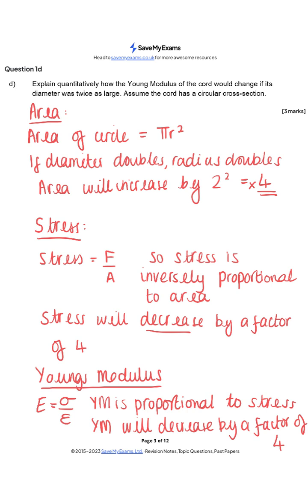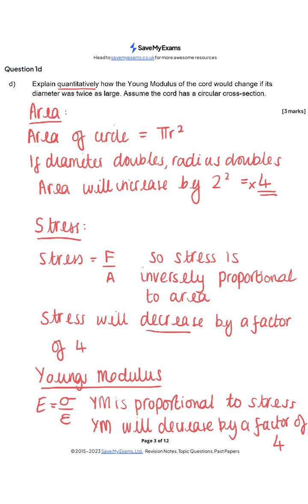Question 1d is asking us to explain quantitatively, so that means with numbers, how the Young's modulus of the cord would change if the diameter was twice as large, and assume the cord has a circular cross-section. So I've broken it down into 3 sections. First of all, we're going to be looking at our area. So the area of a circular cross-section is pi r squared.